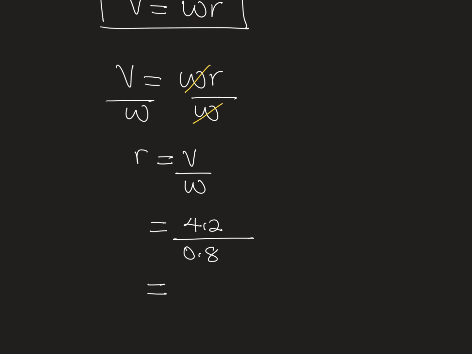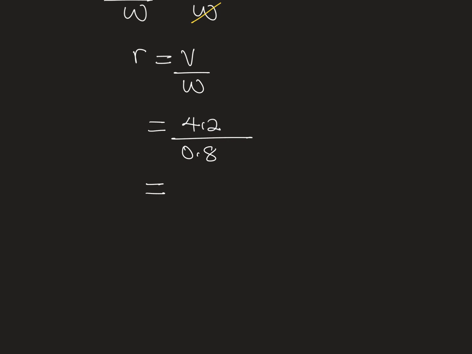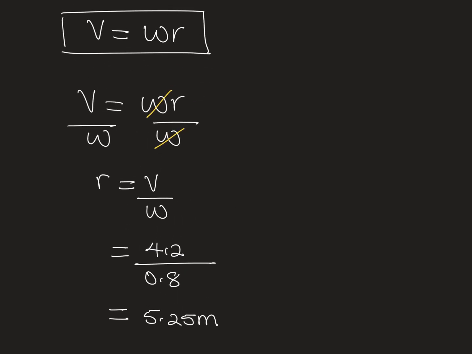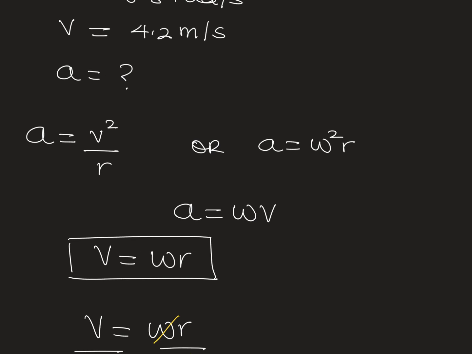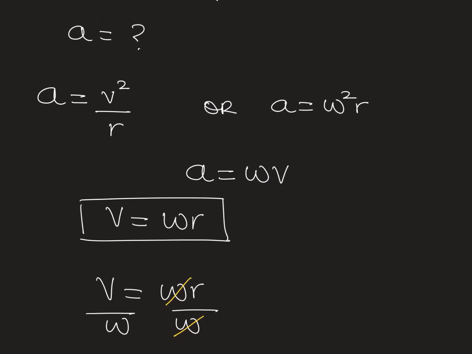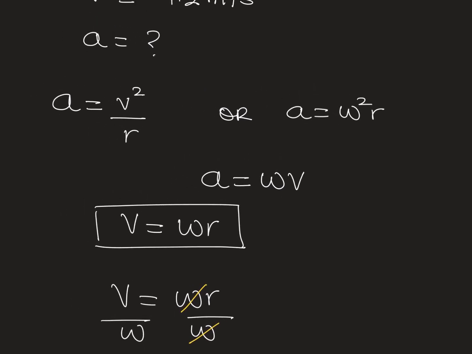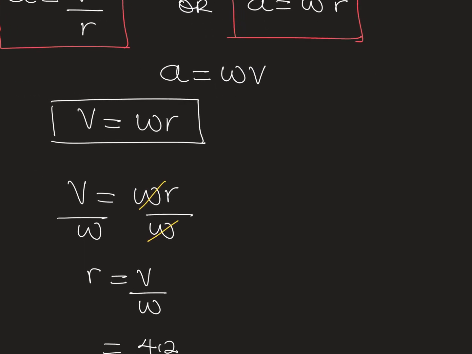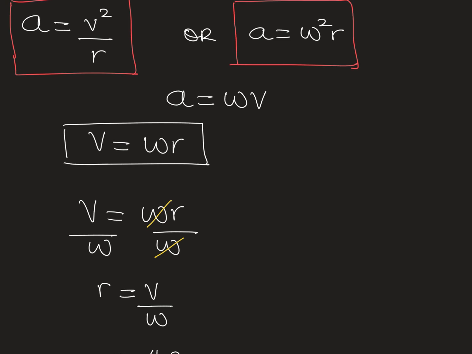So by doing that division, we will have 5.25 meters as the radius. Since the radius is known, we can use any of the formulas that has radius to calculate the centripetal acceleration. Okay, any of them will work.